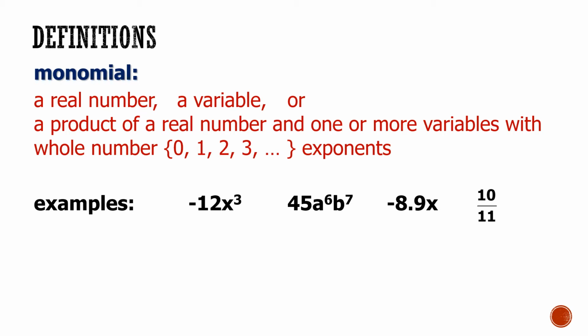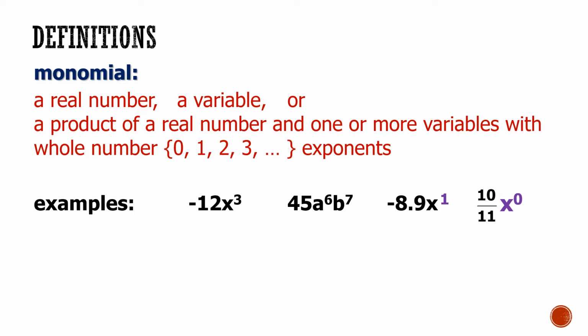fraction 10/11ths. If we go back and look at those last two examples, remember that negative 8.9x is actually negative 8.9x raised to the first. And 1 is a whole number, we just don't have to see it. Just like 10/11ths is actually multiplied by x to the 0. And 0 is also a whole number exponent, but since x to the 0 is 1, we don't need to show any of that part.